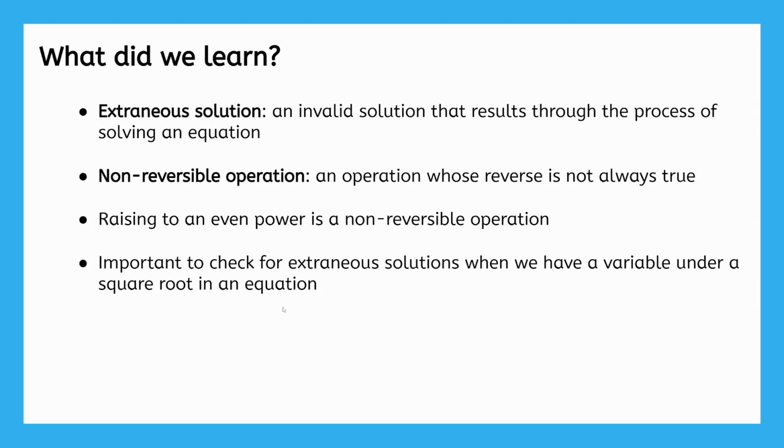So what did we learn today? We learned about an extraneous solution. An extraneous solution is an invalid solution that results through the process of solving an equation. We learned about non-reversible operations. It's an operation whose reverse is not always true. This is actually the thing that leads to extraneous solutions in the first place. We learned that raising to an even power, any even power, is non-reversible. And also, it's important to check for extraneous solutions in these cases when we have a variable under a square root in the equation.